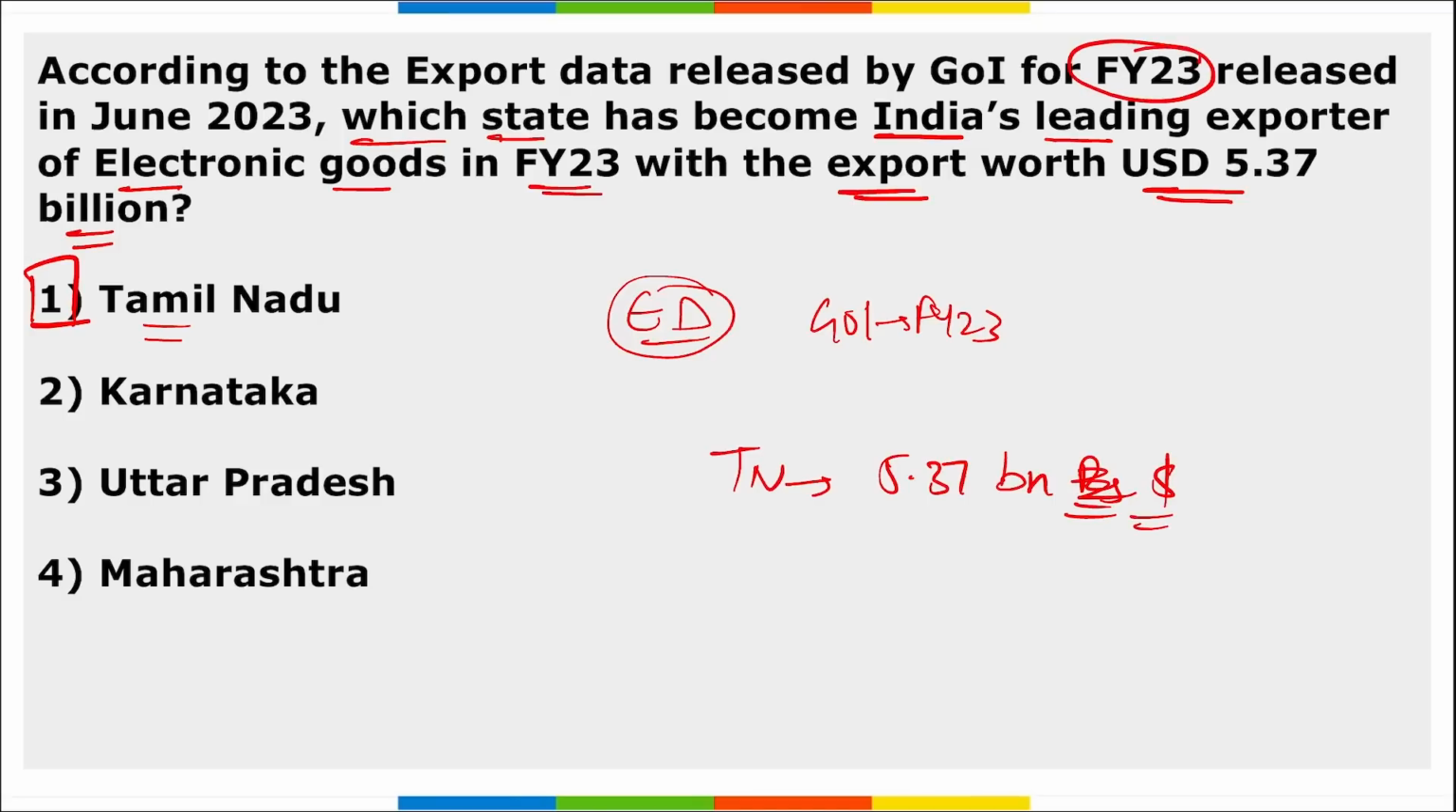It has replaced which state? Earlier, remember, it was UP on the top position, but now Tamil Nadu has secured the top position and UP is on the second position now, with an export of $4.9 billion.